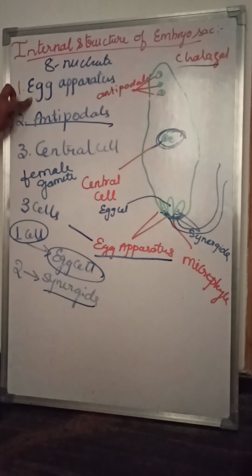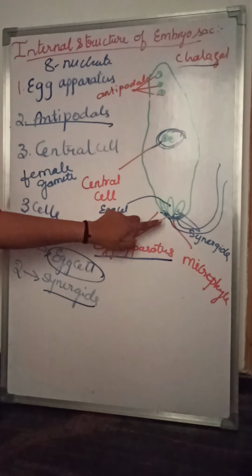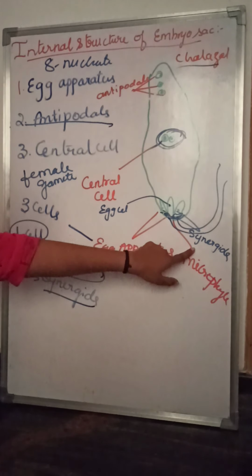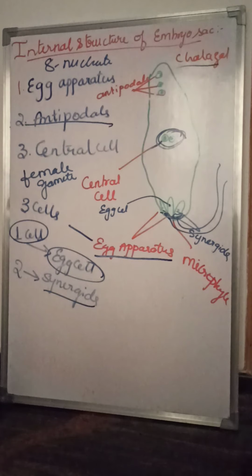So what do you mean by egg apparatus? Egg apparatus has 3 cells. One is at the center, called the egg cell, and on either side of the egg cell there is the presence of the synergids. So what do you mean by synergids? How will they help the process?